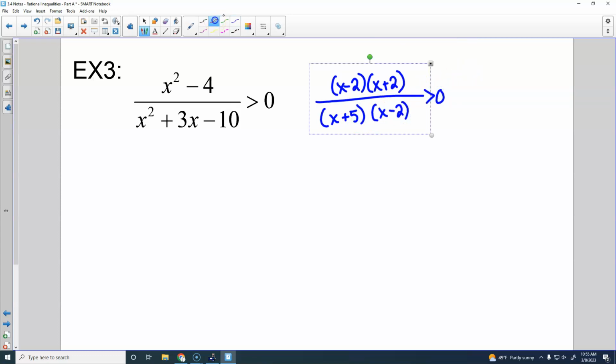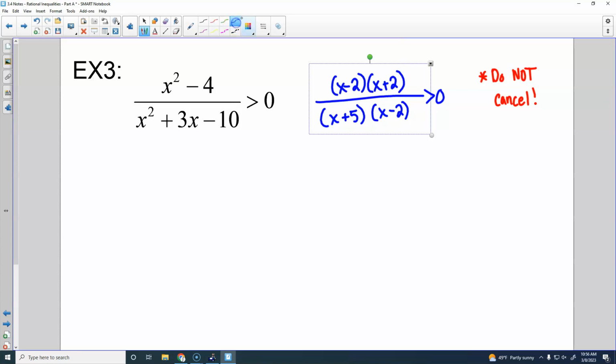Now, I need to give you a warning here. Do not cancel. Okay? I do have an x minus 2 on top and bottom. If it was an equation, it would be fine to cancel it. You don't want to cancel those because it can cause you to miss an answer for those. So you don't want to cancel your x minus 2s there. So do not cancel if they show up where they will cancel.